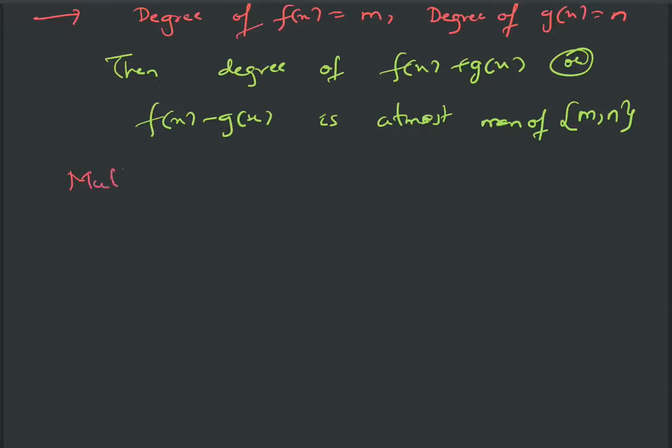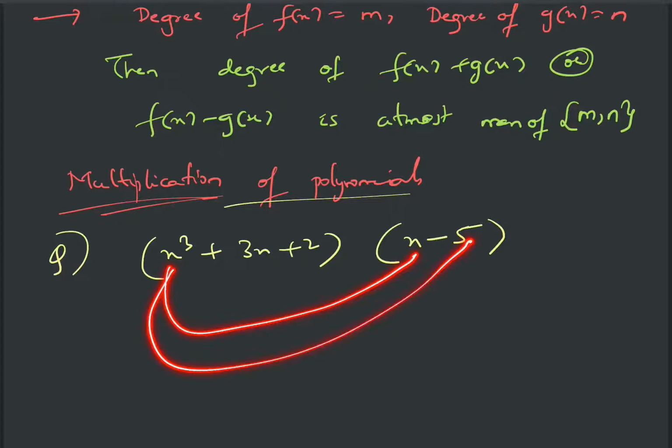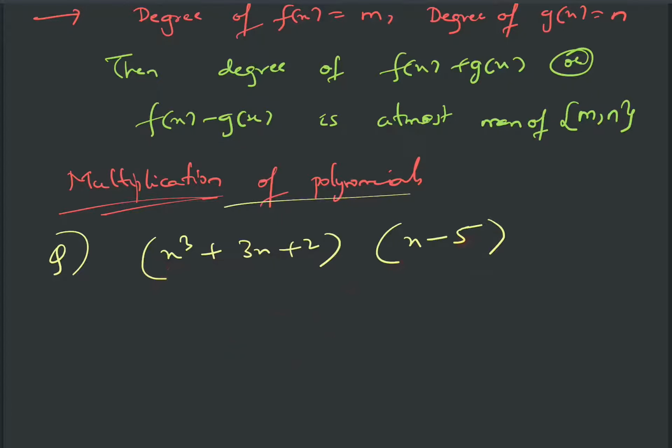So now let us study multiplication of polynomials. Multiplication also, you are very good at, right? You know how to multiply two polynomials. You multiply term by term, right? So if you have x square plus 3, x cube plus 3x plus 2, into say x minus 5, then you multiply each term with each term, right? So x cube you multiply with x, and then x cube you multiply with minus 5. So x cube into x you will get x power 4, and x cube into minus 5 you get minus 5x cube.